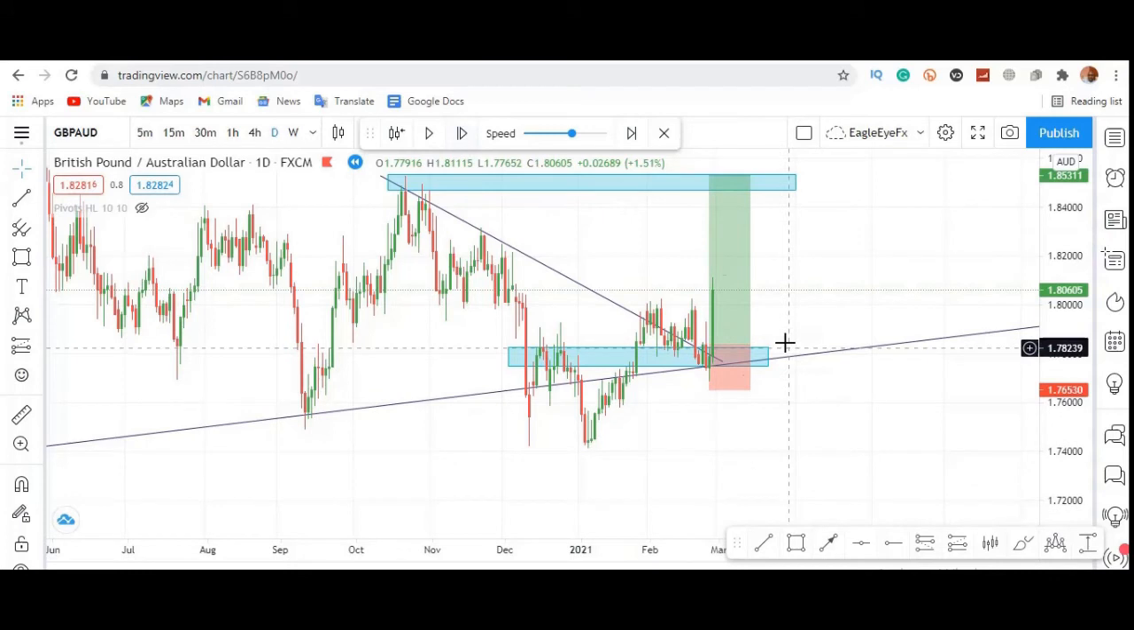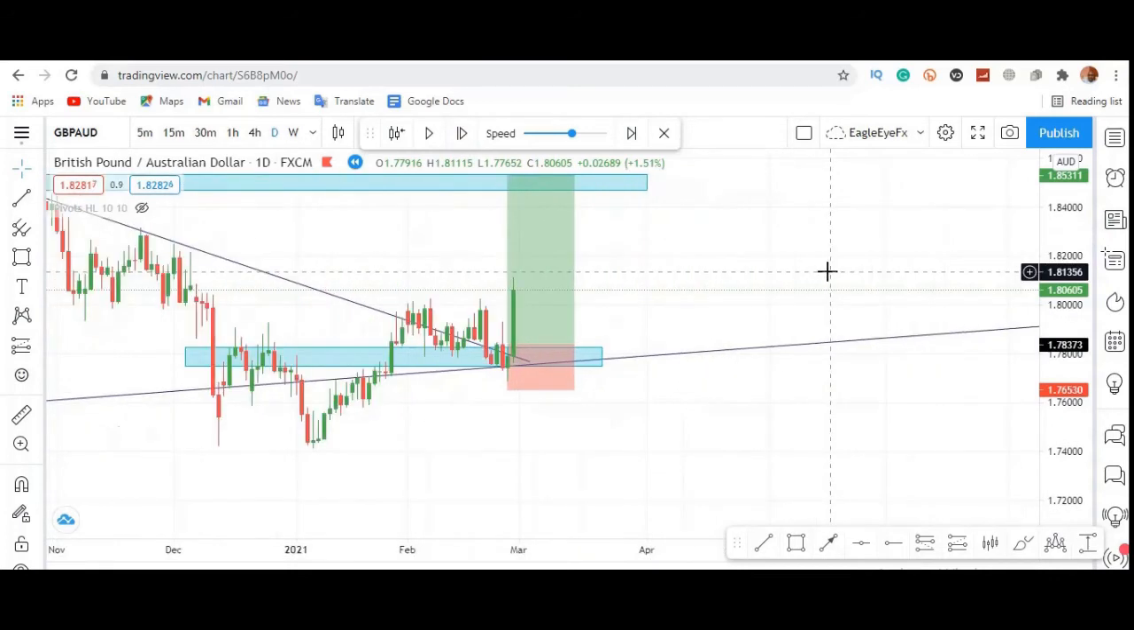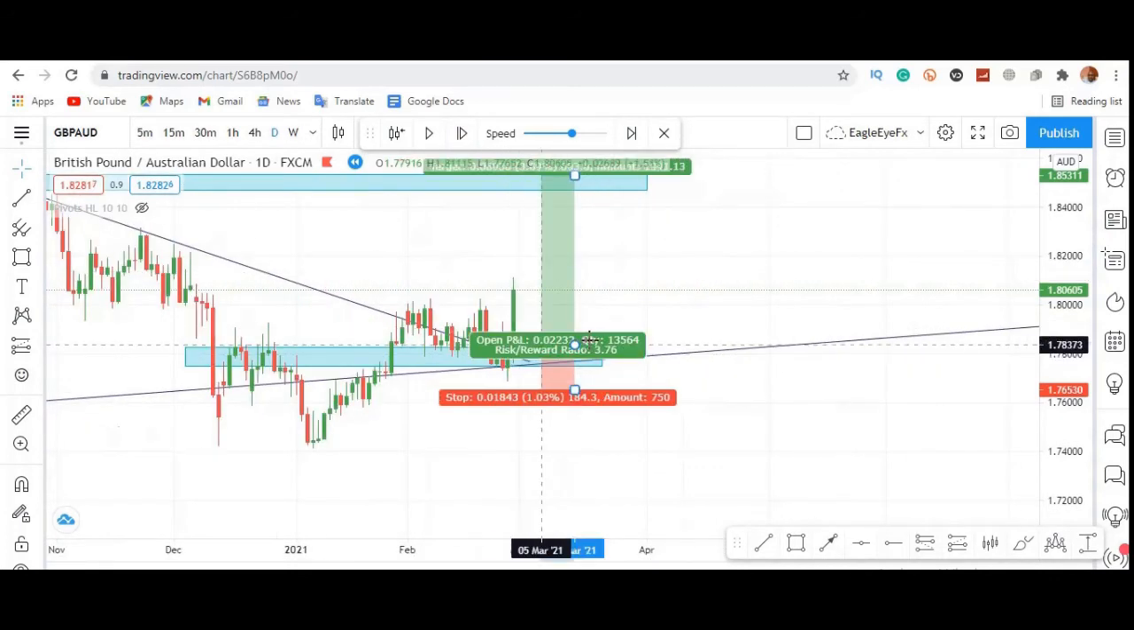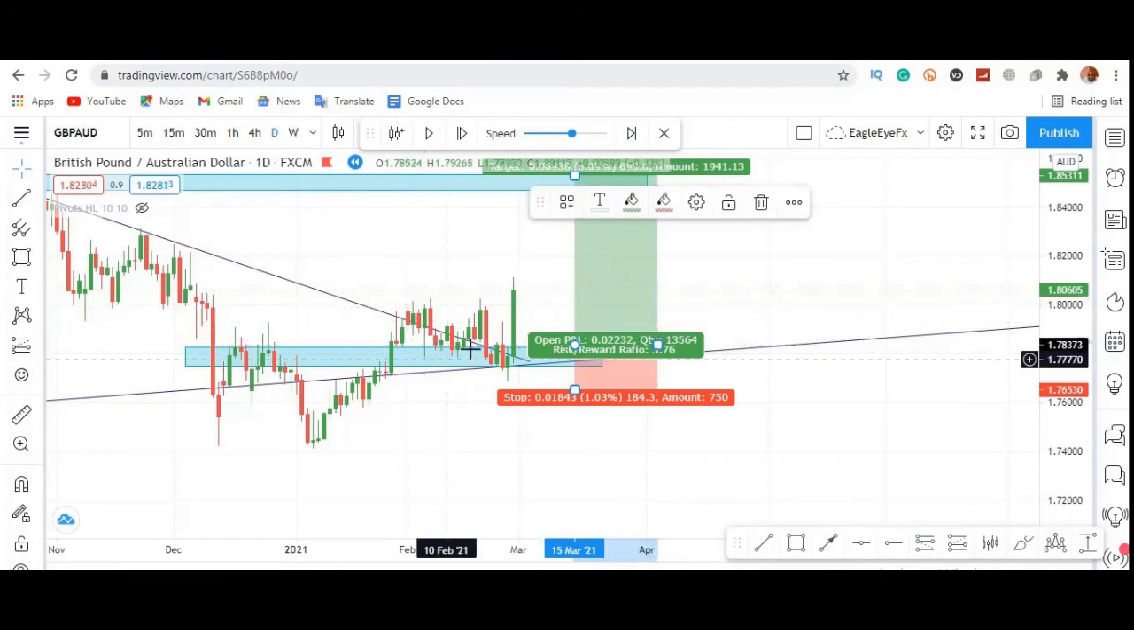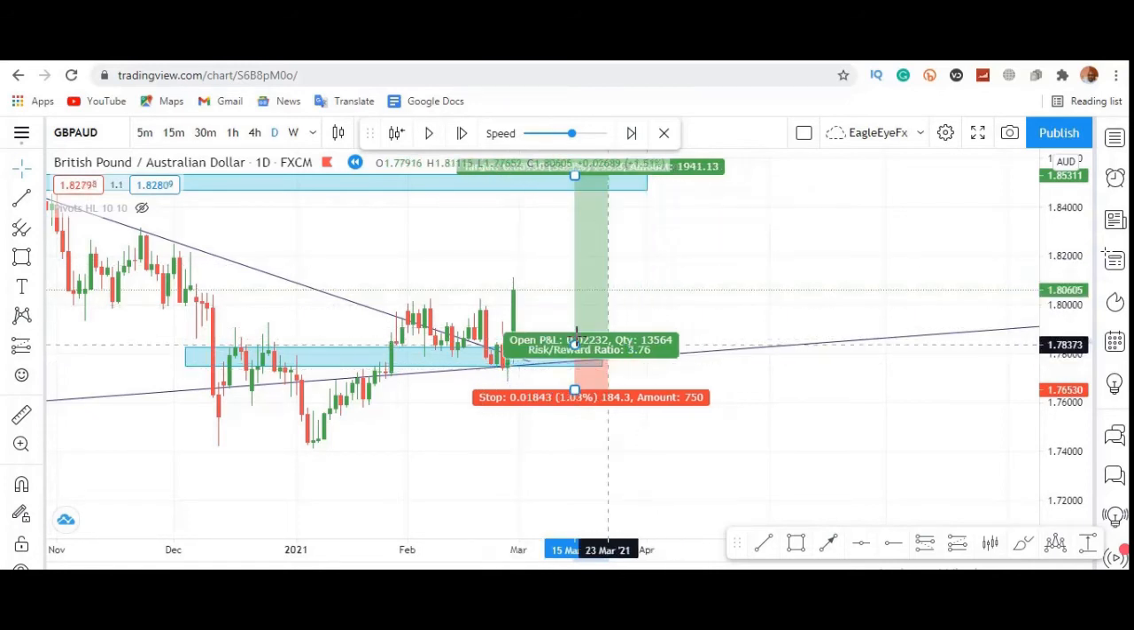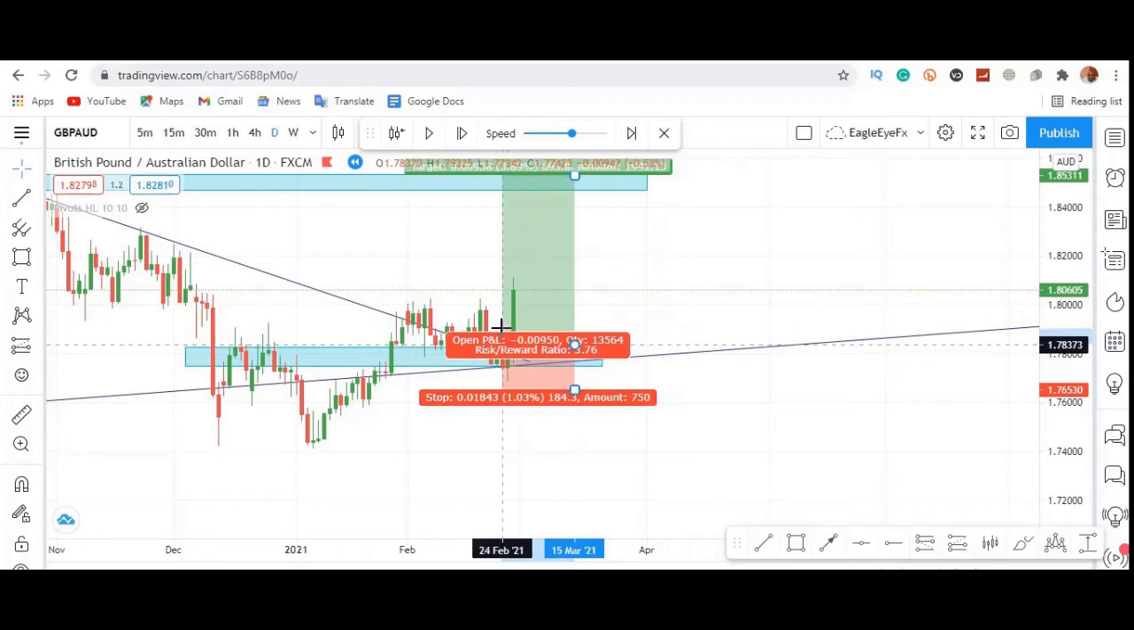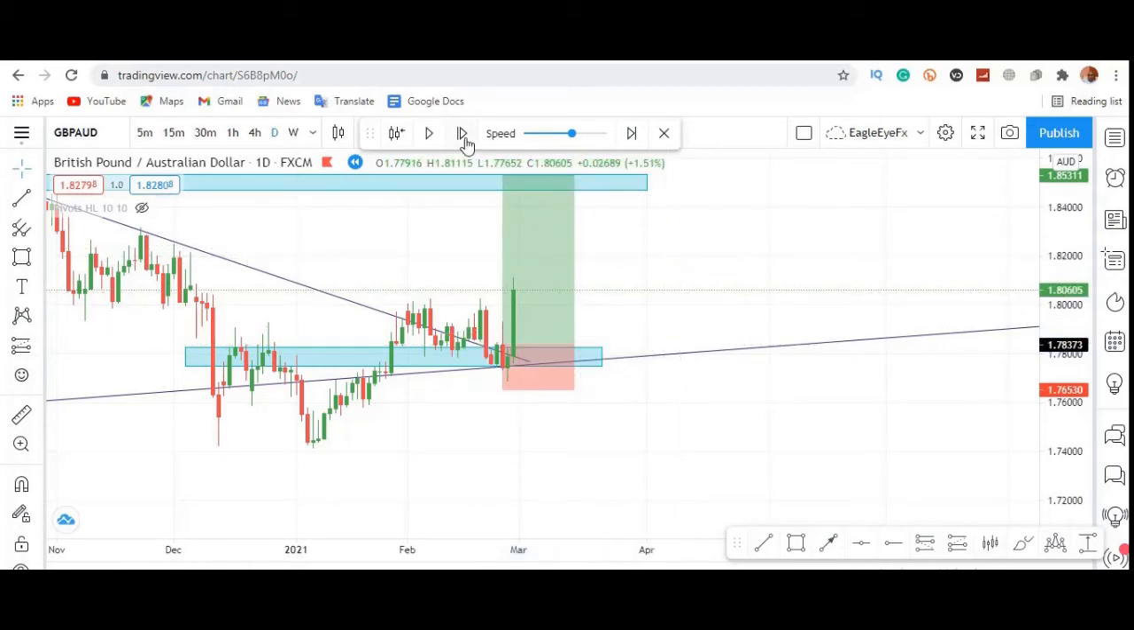Fantastic. So you can see something here. When we entered here, you could have waited, and then when you see this long wick here and a very strong wick, you can see that the market is being pushed up by the buyers, and then after that we see a very strong buy candle. So let's see how it plays out.